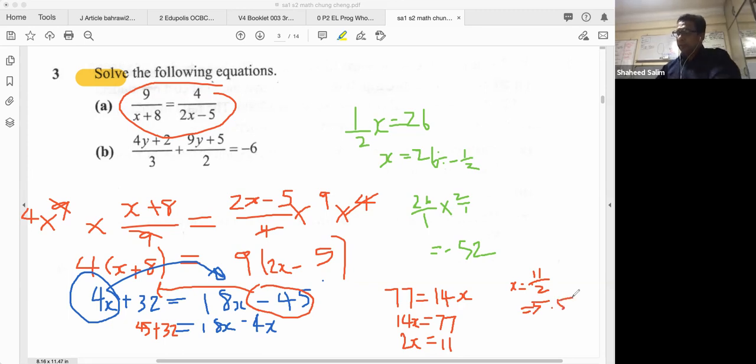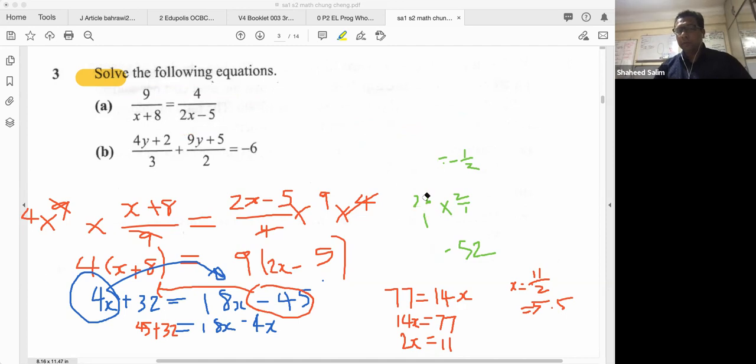So that's the answer for that. Let me just check whether the answer is correct. Should be correct now. Okay, x is 5.5. Can you all try for the B? You try for B. So you've got to make it easy for yourself, okay? If there's a simple trick like what I did in the beginning, please do it. Make your life easy.